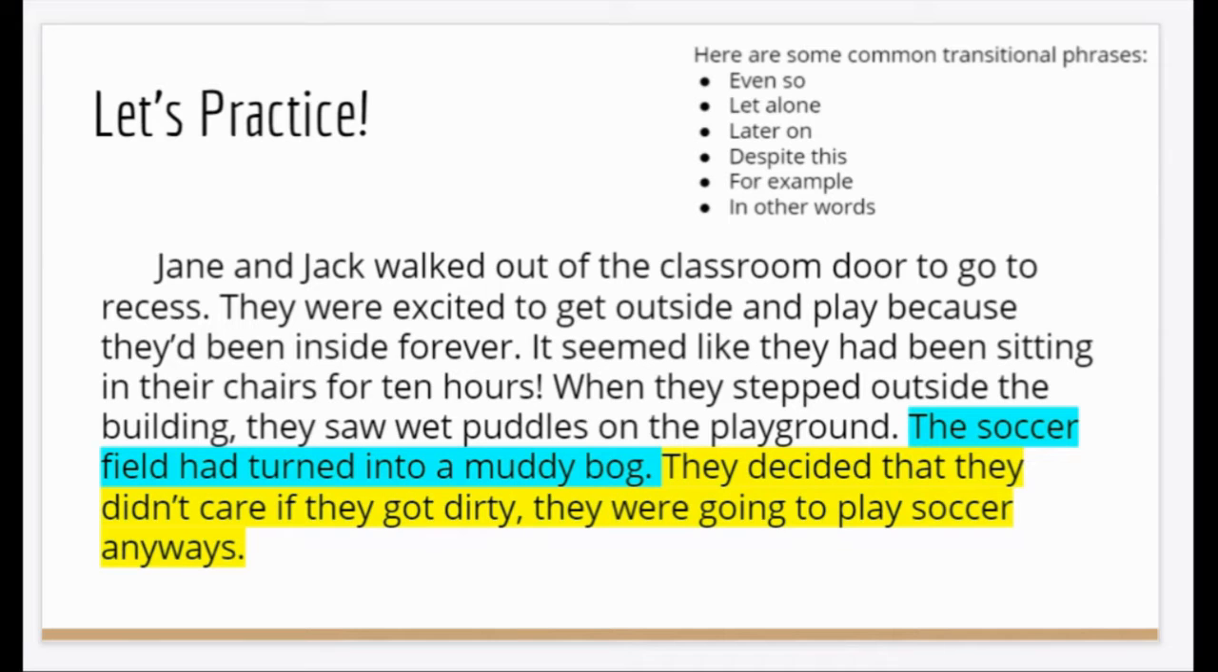So let's take a look at these highlighted sentences. The soccer field had turned into a muddy bog. They decided that they didn't care if they got dirty. They were going to play soccer anyways. What do you think we could use as a transitional phrase to link the highlighted sentences? I'm going to give you about a minute to go ahead and turn and talk. Go ahead.